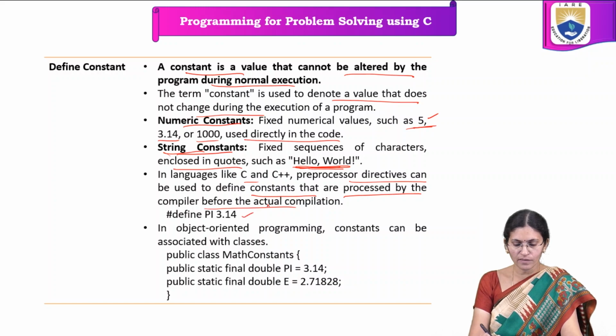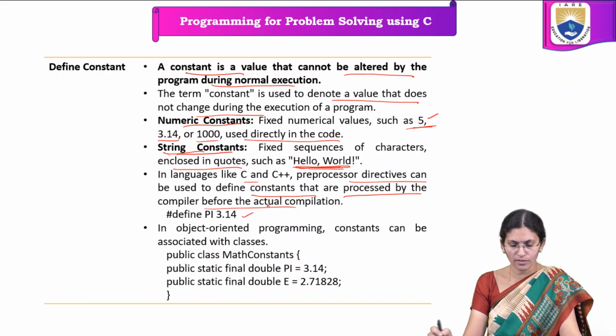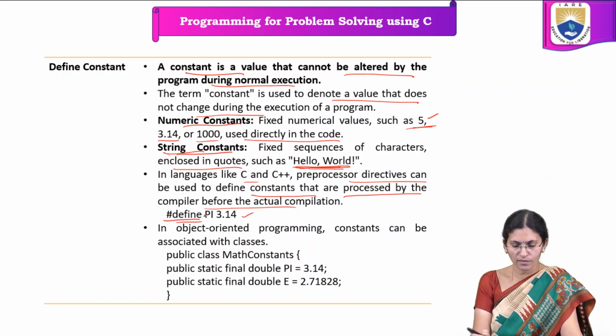For example, this is how you can define a constant by using the hash define statement. Wherever we encounter this variable pi, it is assigned the value 3.14. So this is the constant value assigned to pi. Pi will be equal to 3.14.